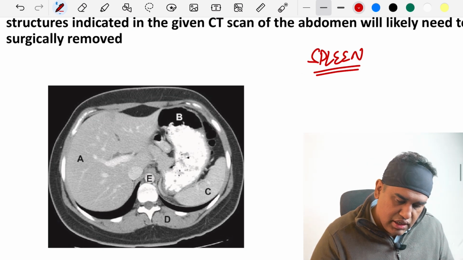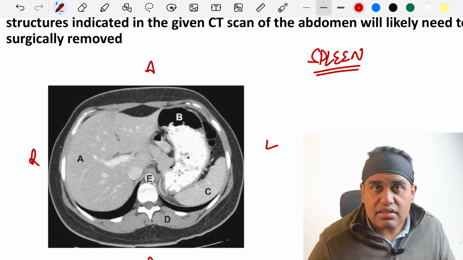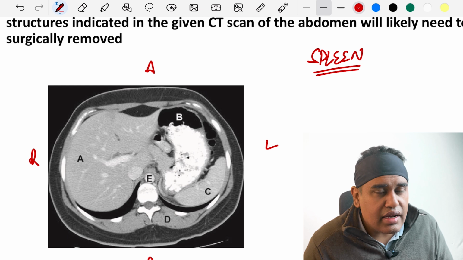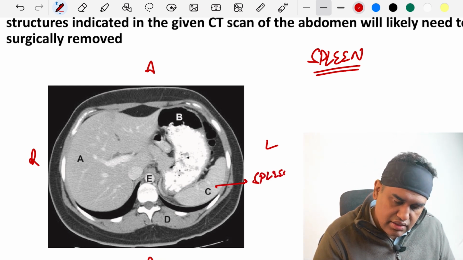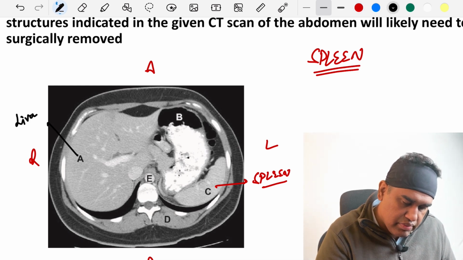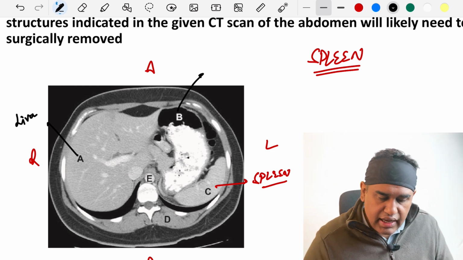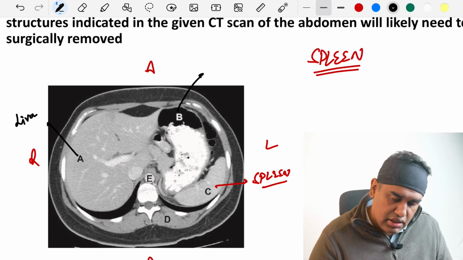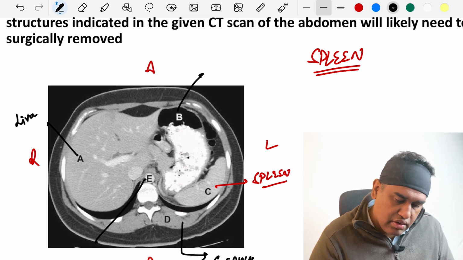So options given over here are A, B, C, D, E. That is the right side, the left side, anterior, posterior. We know the spleen lies in the posterior lateral part on the left aspect. So option C appears to be the spleen. Let's explore more. A over here should be the liver, right? B is more anterior, could be a gas shadow in the fundus of the stomach. D is the erector spinae group or the extensor muscles. E would be a vessel, that is the aorta.